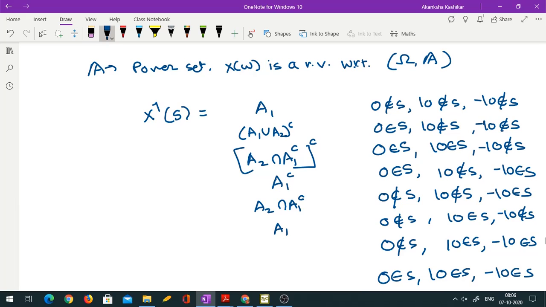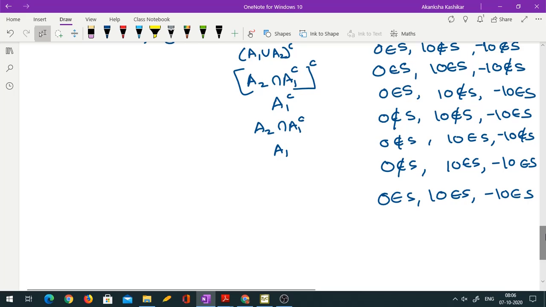Okay, I'm sorry, here I had said nothing belongs, so this has to be an empty set. This is a mistake. This has to be an empty set, because here nothing belongs, right? I misread it. Then 0 doesn't belong to S, 10 belongs to S, minus 10 belongs to S.